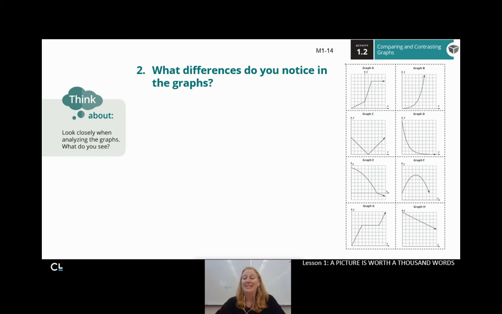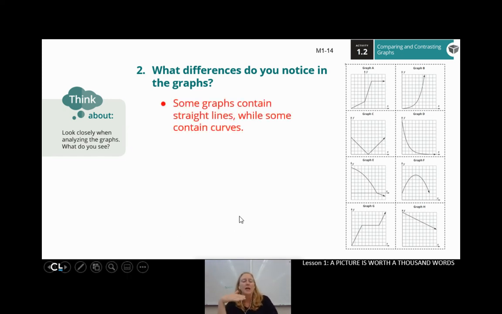So there are definitely some differences. One of the first things I noticed was that some graphs contain straight lines and some graphs have curves, right? Nice soft little curves, right? We've got some that are curvy, like graphs B, D, and F. And then we had graphs that were just like straight lines, like A, C, G. These guys are like straight lines.